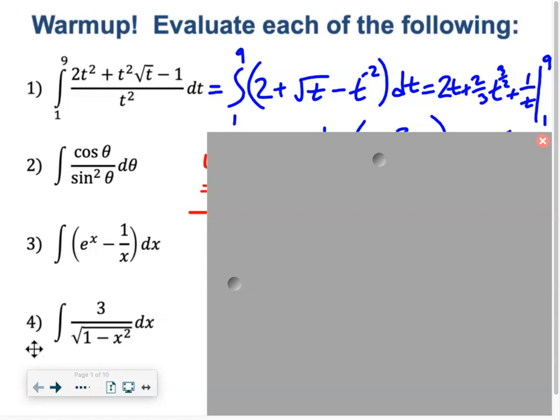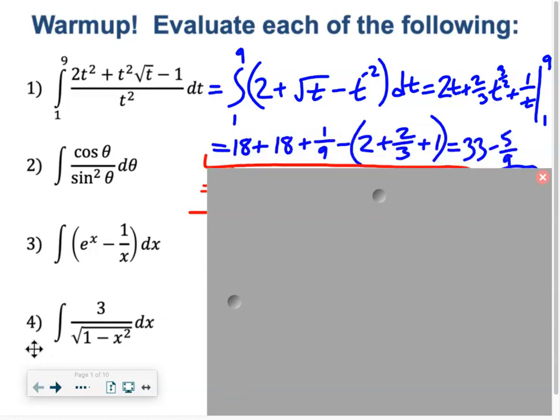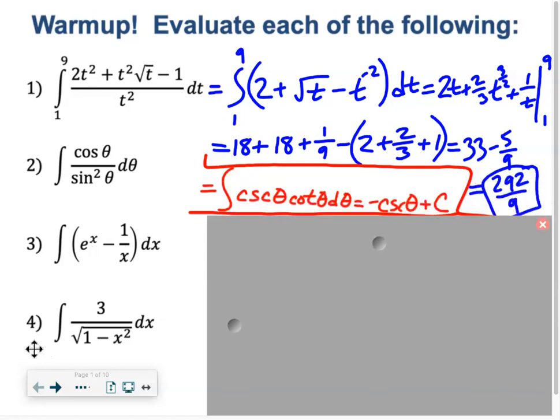So then you anti-differentiate, you get 2t plus 2/3 t to the 3 halves plus 1 over t from 1 to 9. You plug in your numbers, and you get a nice, beautiful set with some fractions. The final answer was 292 over 9.